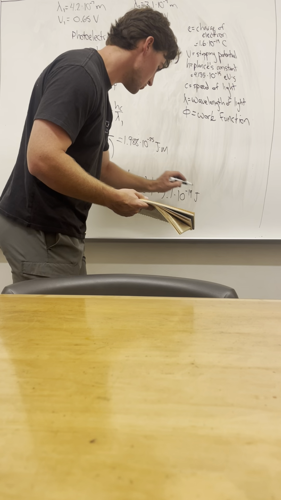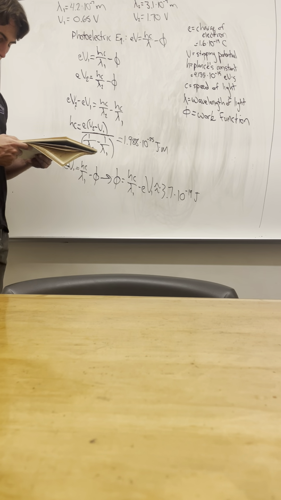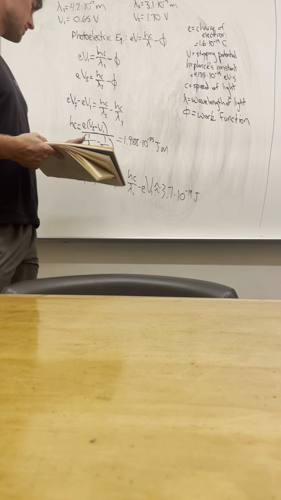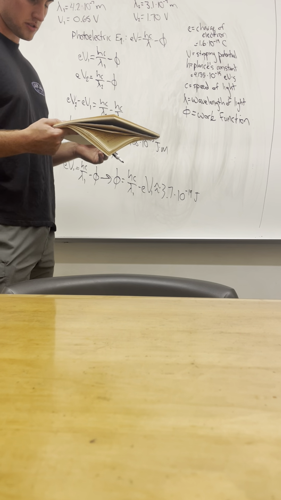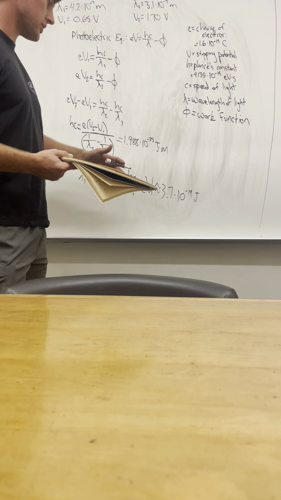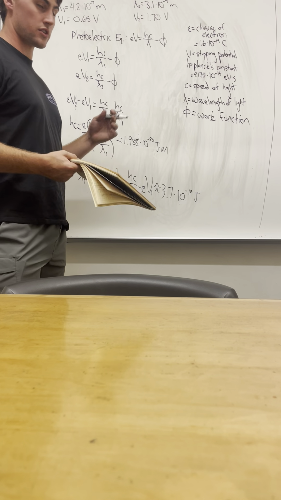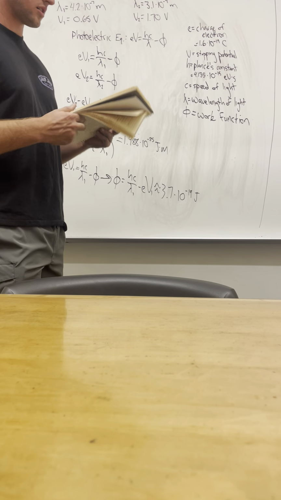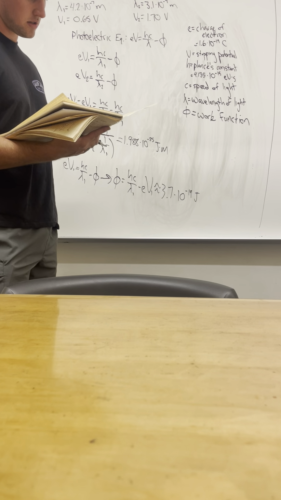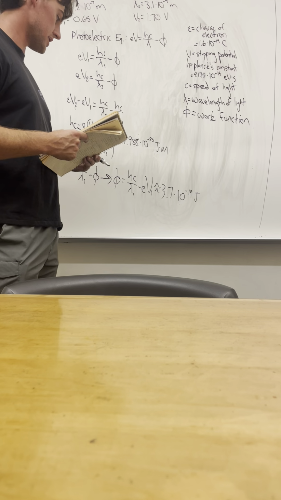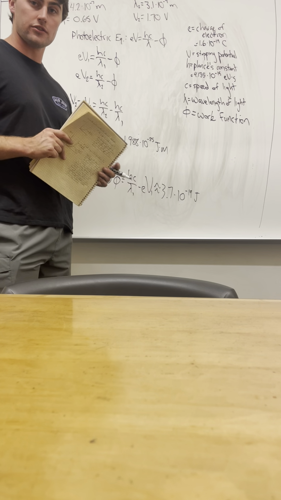Now I looked up the work function for sodium, and it was 4.4 times 10 to the negative 19 joules. And I believe that this difference is just from potential rounding errors. But all the math should be correct. It's just math rounding. And so yes, that is our work function for sodium.